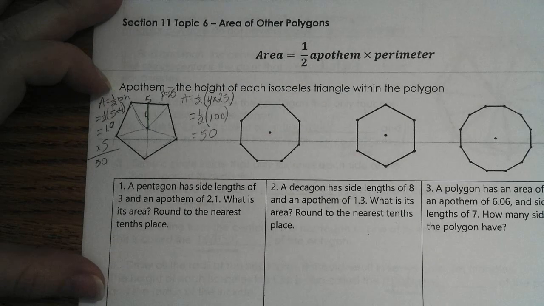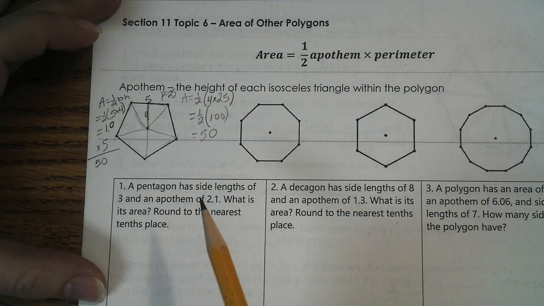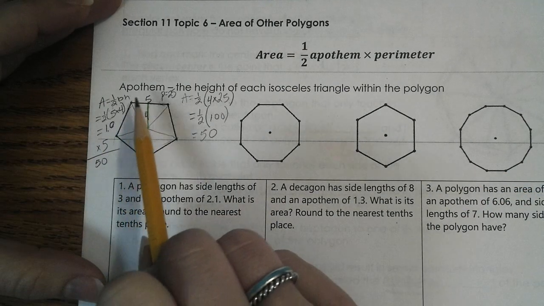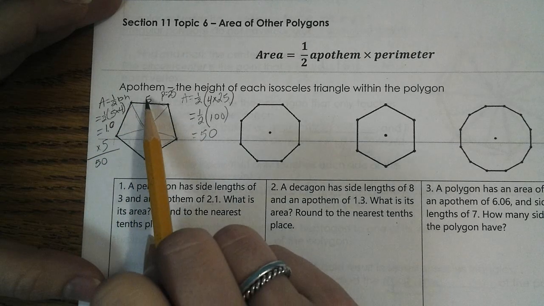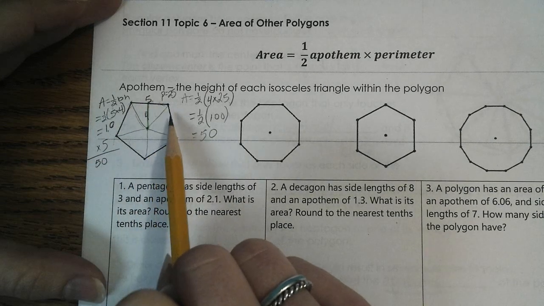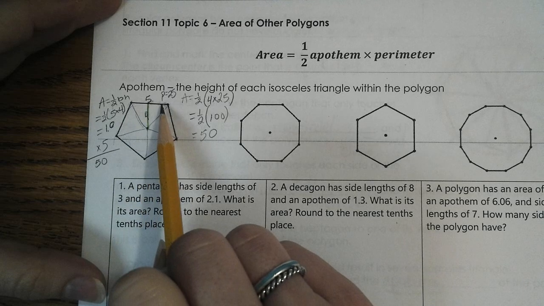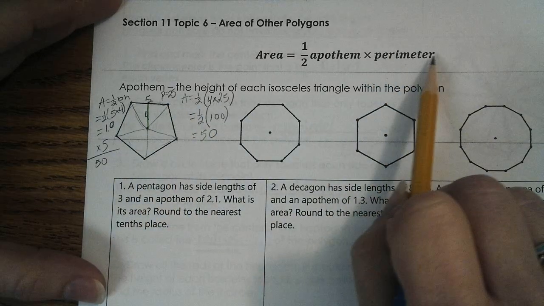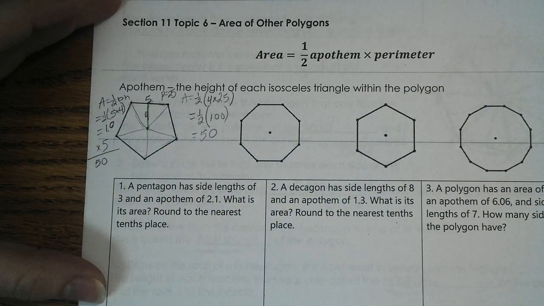A common mistake on these is that people are just finding the area of one triangle, forgetting that you have to multiply it by the number of sides. That's what makes it the perimeter instead of just the base.